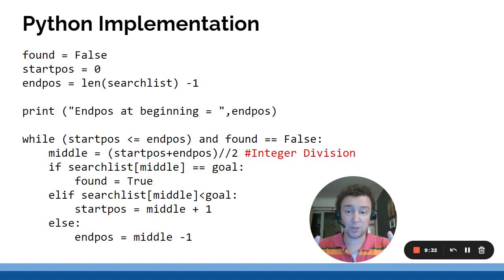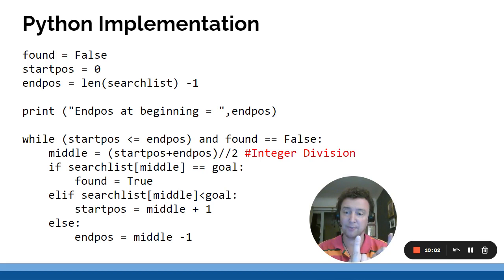And then we look at the search list. Okay, so middle's kind of here, at my thumb. And we say, is the search list at the middle position the goal? No. Okay. So we go to the else if. Is it less than the goal? Yeah, it's less than the goal. So if it's less than the goal, we take the start position and we take it to the middle, which was 3, and then we add 1, which makes it start pos 4. Now end pos is still 6.